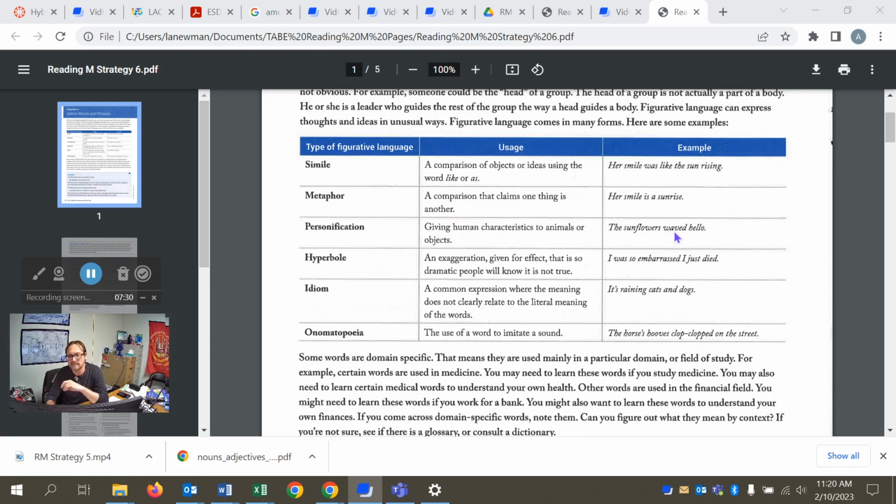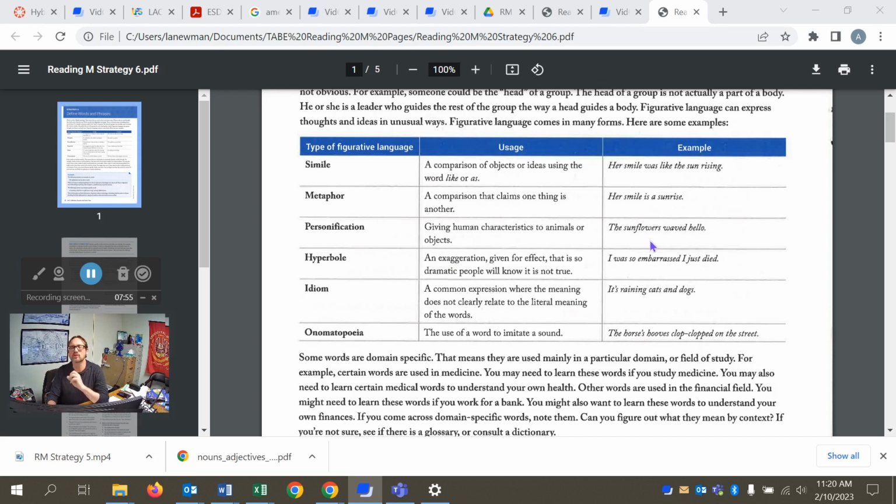This verb waved is not something that sunflowers can do in a realistic sense. The wind may make them sway back and forth and they appear to be waving, but we're personifying that action. We're kind of characterizing it as something that a human would do, so that we relate to whatever that comparison is a little bit more.